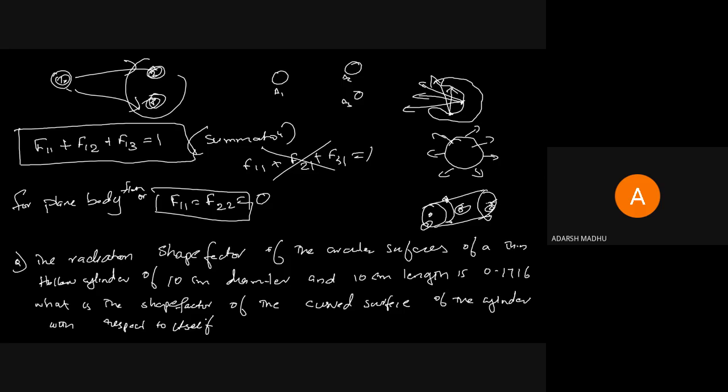So what is the question? There is a cylindrical body. It is a hollow cylinder of 10 cm diameter and 10 cm length. The radiation shape factor of a circular surface of the hollow cylinder is 0.1716. What is the shape factor of a curved surface of a cylinder with respect to itself? We need to find the radiation shape factor from the curved surface back to itself.